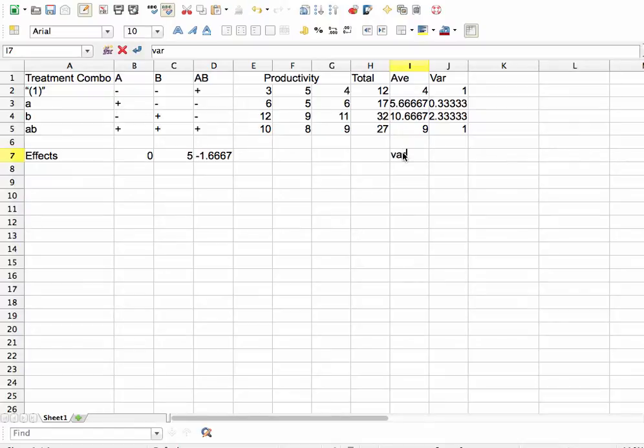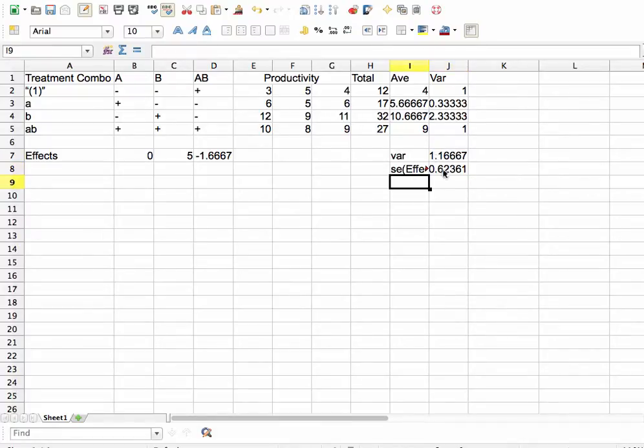So our average variance, or again, we're going to average over all four treatment combinations, it's just the average, and we get that variance. The standard error of our effects, in this case, is going to be the square root of our estimated variance divided by, in our case, because we're doing a two-factor experiment, it'll just be the number of replicates we have. And that gives us our standard error.